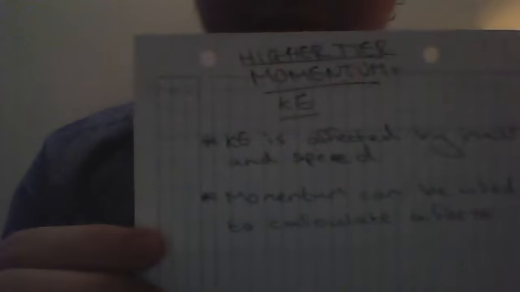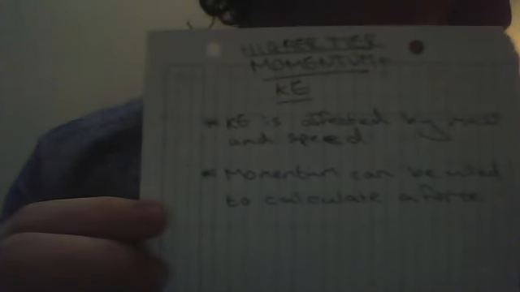And then if you're doing higher, this one will be important for you. Kinetic energy is worked out by 1/2 times mass times the speed squared, and kinetic energy is affected by mass and speed. Momentum can be used to calculate a force, and the force needed to change the momentum is worked out by the change in momentum in kilogram meters per second divided by the time taken.